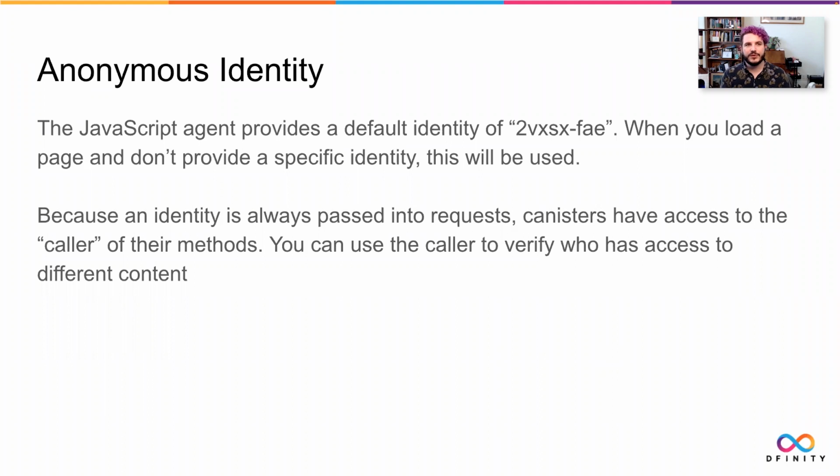But if you need each user to start having a different principal that only they are in control of, then you'll want to use a different identity, and you can then identify who is calling the method inside of the canister. So there are ways to do this in Motoko as well as Rust to easily verify who is making a call.